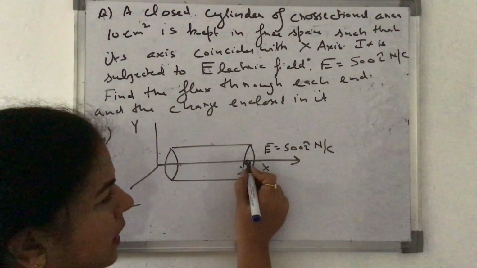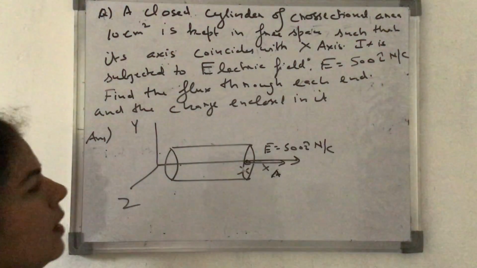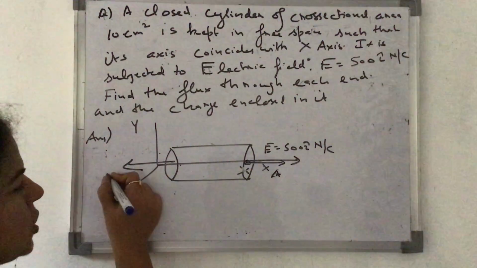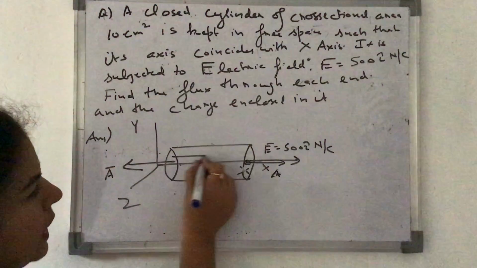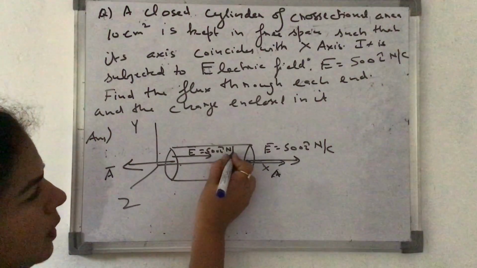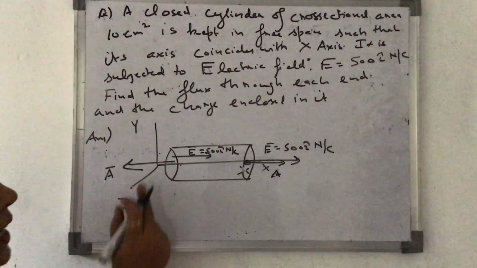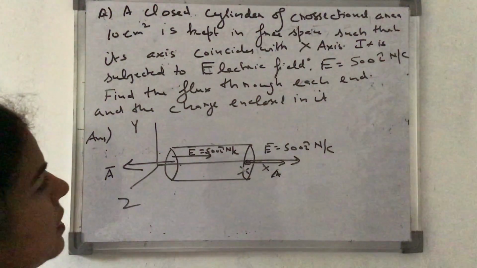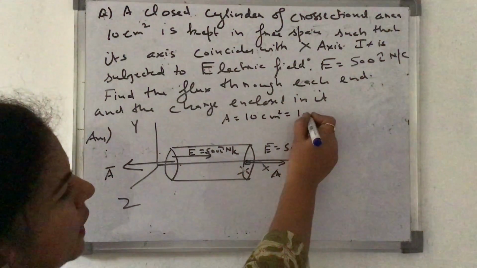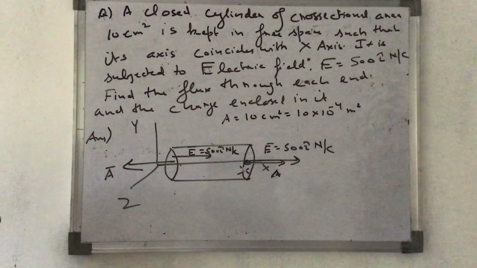This area has the same direction as the electric field. On this side, the direction of the area is towards this side, but the direction of the electric field is the same as before, 500 i Newton per coulomb. The question is, find out the electric flux through each end. Each end has an area of 10 centimeter square. I'll write A is equal to 10 centimeter square, which is equal to 10 into 10 raised to minus 4 meters square.